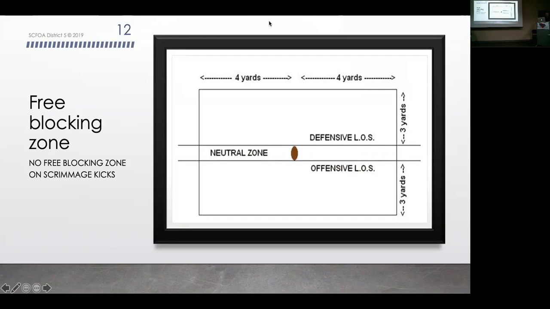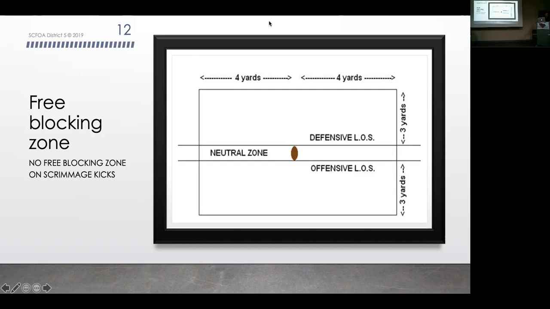Remember, there's no free blocking zone on scrimmage kicks. Think about the requirements there, the way the ball is snapped, and we'll talk about why it goes away, that you really wouldn't have that on a scrimmage kick. So, again, this allows some additional blocking that otherwise is not permissible at other times.